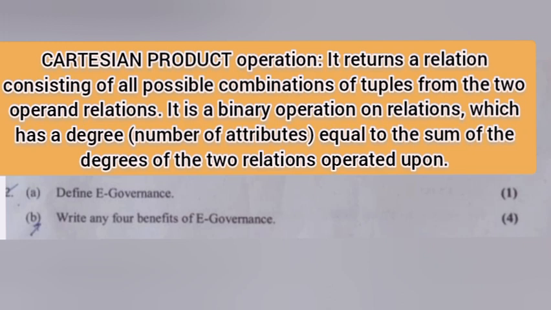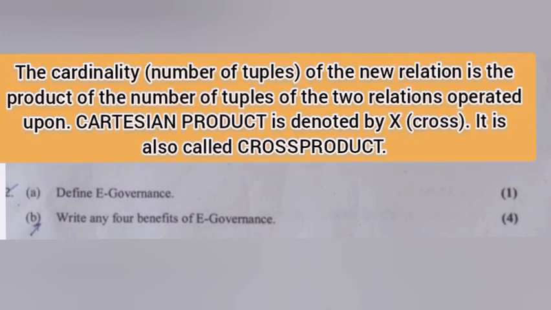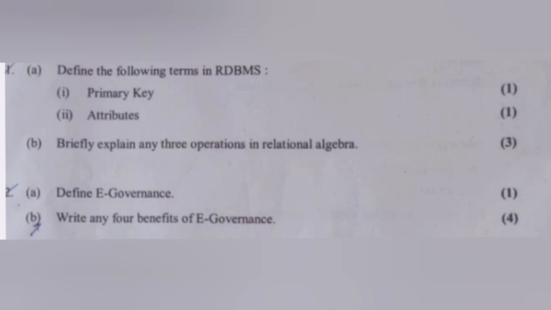5. Cartesian product operation. It returns a relation consisting of all possible combinations of tuples from the two operand relations. It is a binary operation on relations which has a degree (number of attributes) equal to the sum of the degrees of the two relations operated upon. The cardinality (number of tuples) of the new relation is the product of the number of tuples of the two relations operated upon. Cartesian product is denoted by cross. It is also called cross product. Write any three.